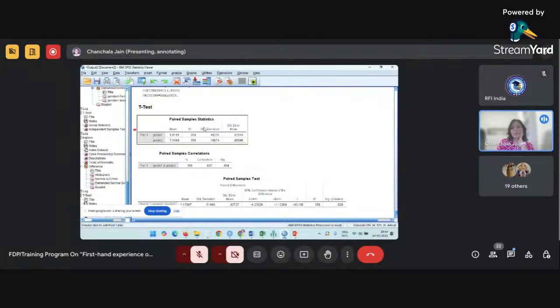The first table is the paired samples statistics table. You can find for grade 1, the mean is 6.01. For the grade 2 variable, the mean is 7.19. Total 359 respondents are there for both the groups. Standard deviation is 0.48 and 0.88. Standard error of mean is 0.025 and 0.00.